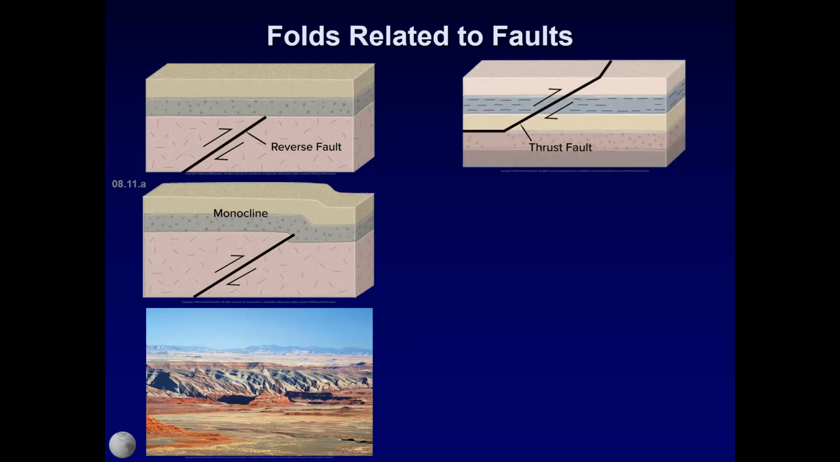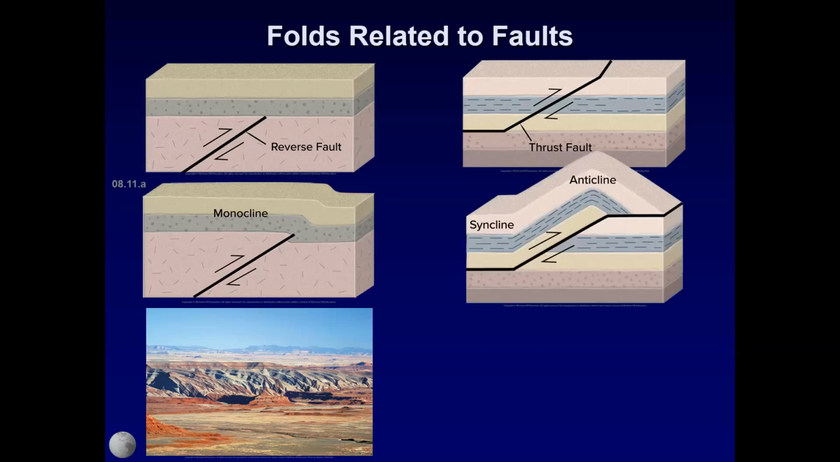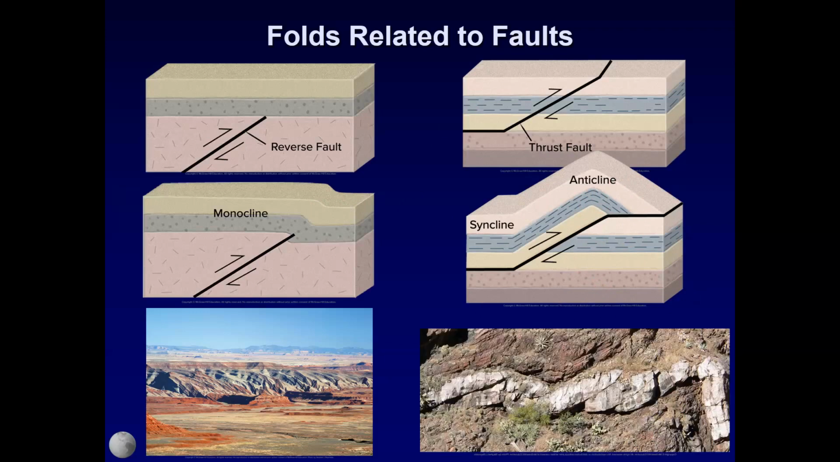You can also have a fold related to changes in fault dip. So a fault slices through layered rock. It cuts along weak rocks before continuing upwards. And as the layered rocks are pushed up the fault, they are folded. They're forced to conform to the bend in the underlying fault. And we see that here associated with the thrust fault.